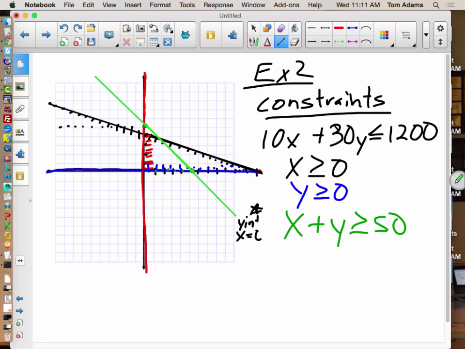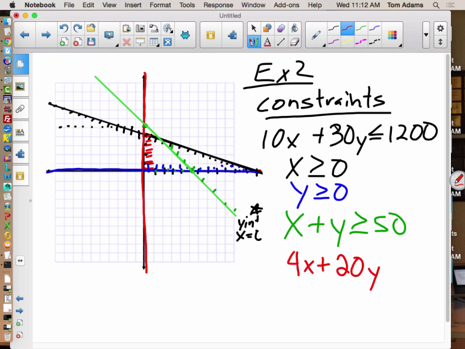Okay, and then I got to be greater than that value. So that's going to be like this region. Okay. And then we have one more equation that we have to graph. Let's do it in red. One more constraint would be 4x plus 20y is less than or equal to 600.